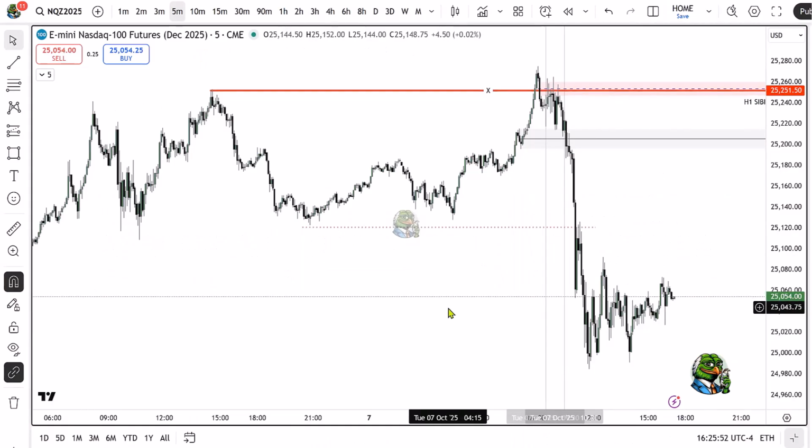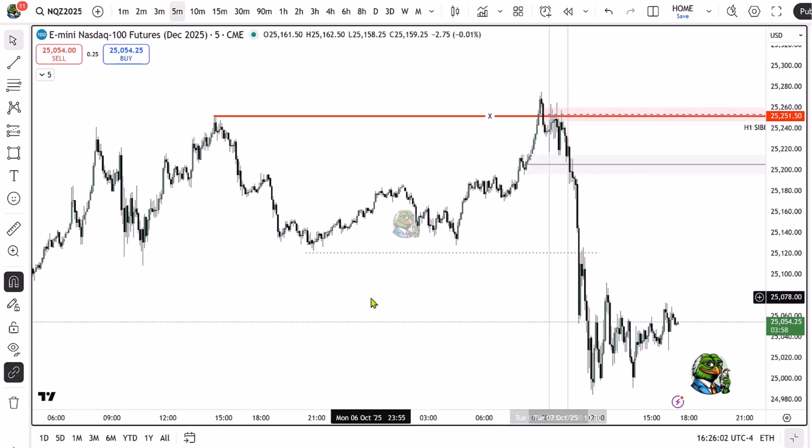So the setups are the same. Once you learn the setups, you understand what I look for. It's the same every day. That doesn't mean I get a trade every day. That means I look for the same things every day.